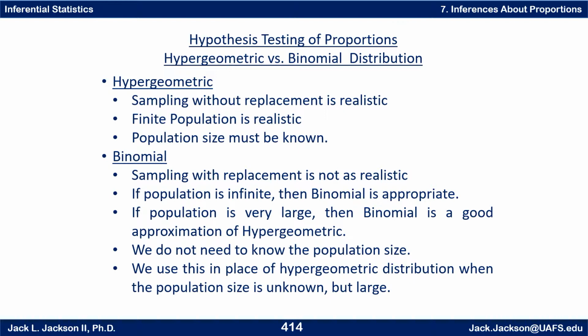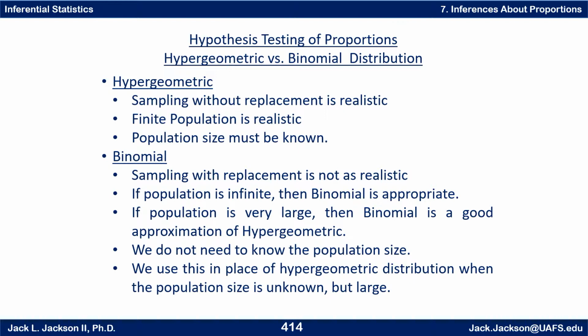In a binomial, the sampling with replacement would produce a binomial situation. If the population is infinitely big, then the binomial is appropriate. If the population is not infinite but large, then the binomial is often a very good approximation of the hypergeometric, and so we can proceed using it. The advantage of the binomial is we do not need to know the population size.